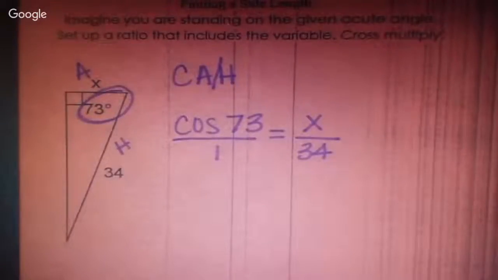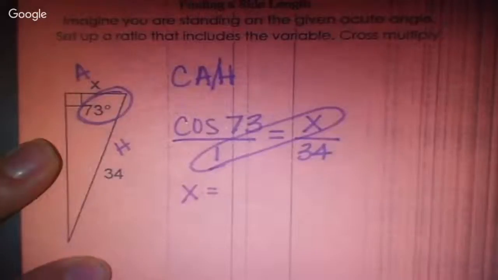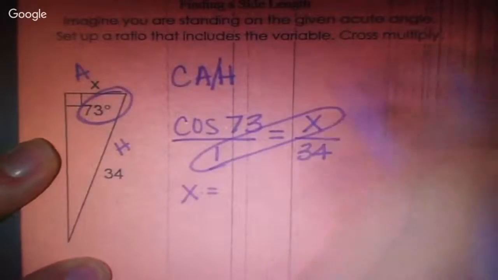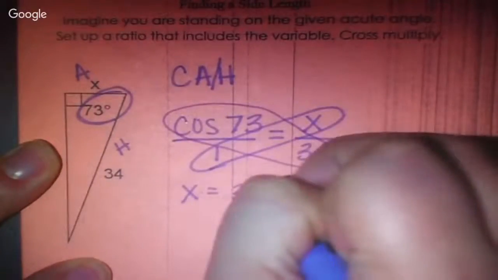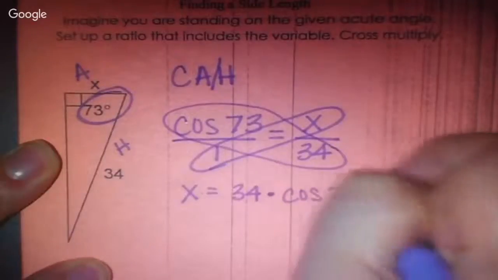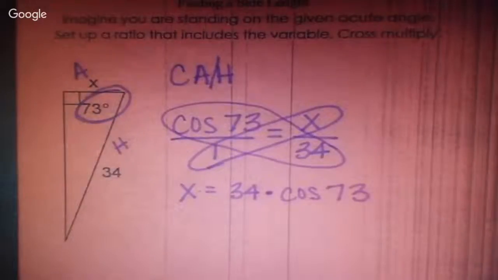So now we cross multiply. X times 1 is 1x or just x. Be careful when you do this other side. When I cross multiply, it is 34 times the cosine of 73. Why do you have to count the cosine? Because you are taking the cosine of a number. So, in your calculator now.